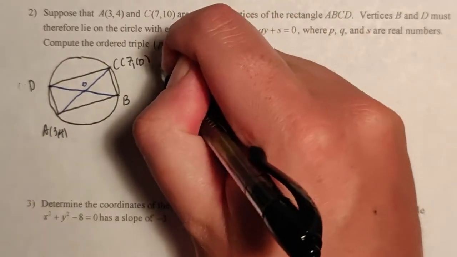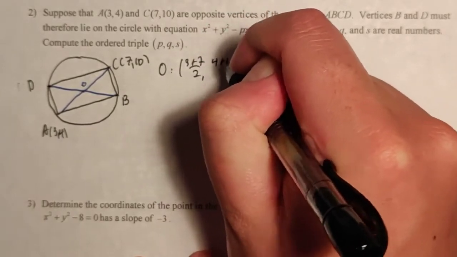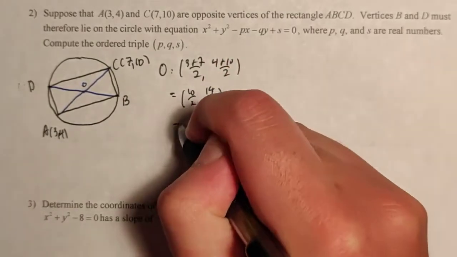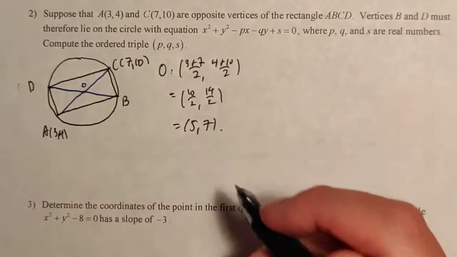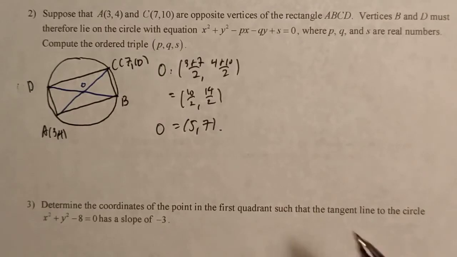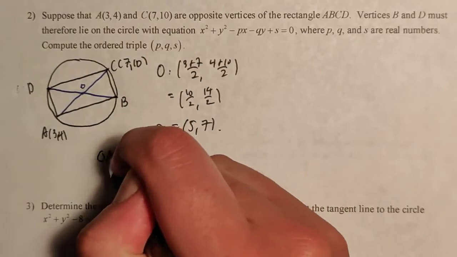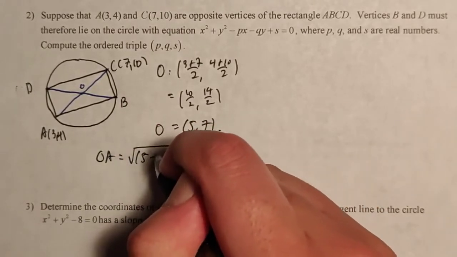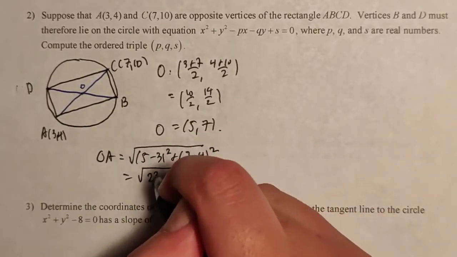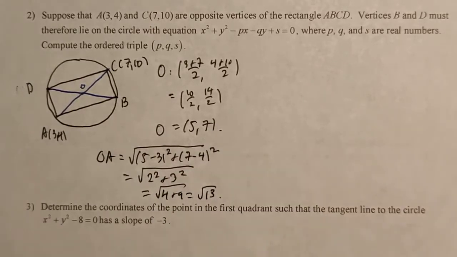So that means we can find the location of O. It's just the midpoint of AC. So that's just (3 plus 7) over 2 and (4 plus 10) over 2. So this is going to be 10 over 2, comma, 14 over 2, which is (5, 7). So now we know the center of the circle is (5, 7). And that's great, because that gives us what we need. We just now need the radius. And the radius is easy, because it's just the distance between this point and anything here. Let's look at OA. The distance is just going to be the square root of (5 minus 3) squared plus (7 minus 4) squared, which is 2 squared plus 3 squared, or 4 and 9, which yields us radical 13, okay?